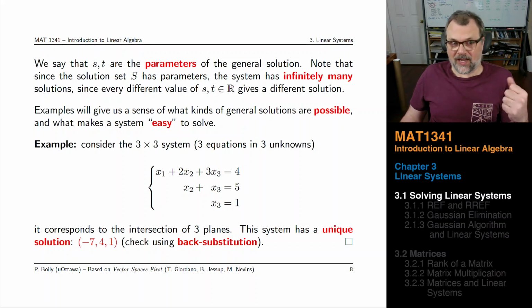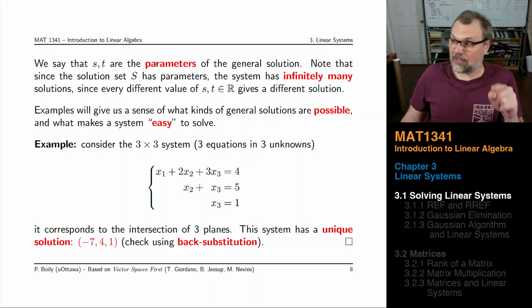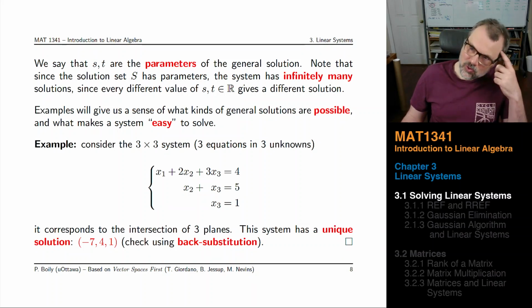We'll do a few more examples here to get a sense for what general solutions are possible. And also, this is very important because good mathematicians are lazy mathematicians. Also, for what type of system is easier to solve, because we're going to try to transform our systems into easy to solve systems, so we don't have to think too hard about how to obtain the solution.